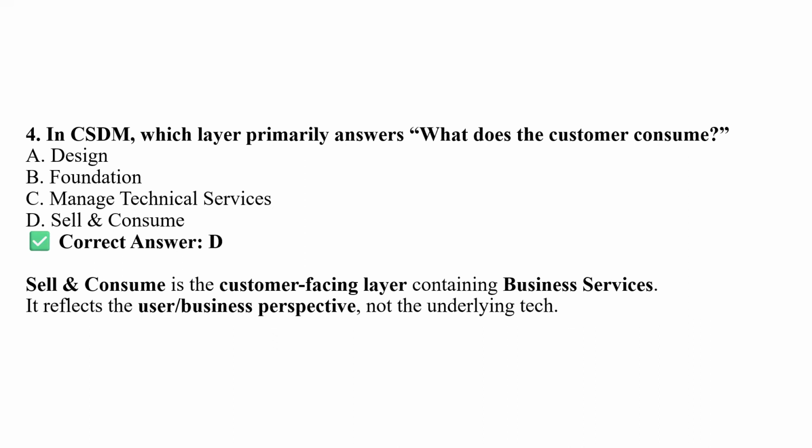So the sell and consume layer represents the customer business view. This is the entry point for users. In this layer, apps and infrastructure are hidden from the business. It reflects the user or business perspective. So sell and consume is the customer perspective layer.